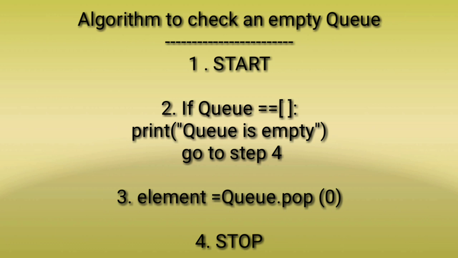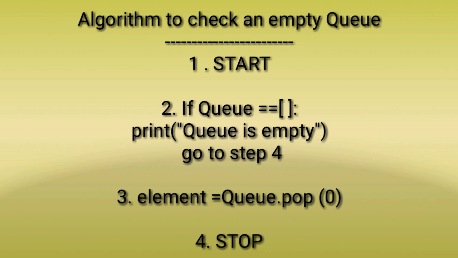Did you see? First step is start. Second step is if queue equal to empty square brackets. What is its meaning? Check whether the queue is empty or not. If queue equal to empty, print queue is empty. If there is no element present in a queue, the message will be print queue is empty. Then go to step 4. Go to step 4 means stop.